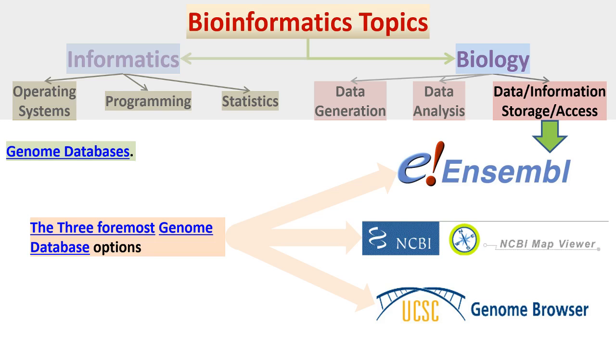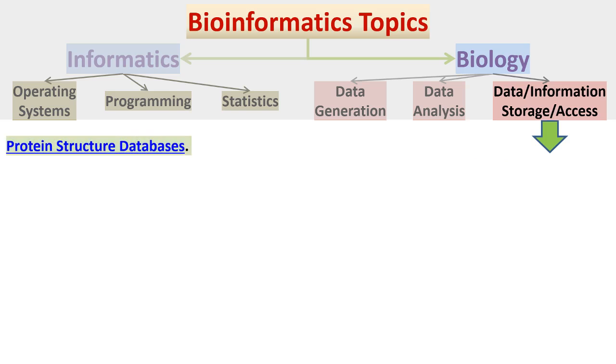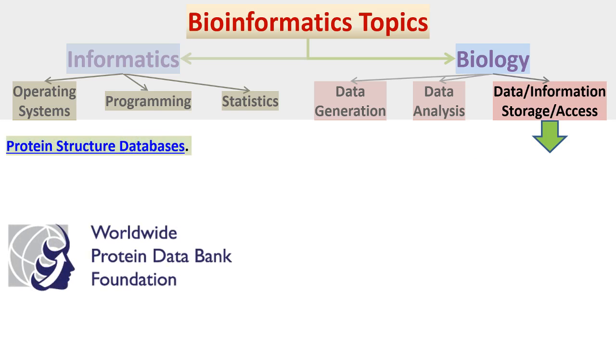Encouragingly, the differences in most important respects between Ensembl and MapViewer interpretations of the human genome grow fewer with each reassembly. The software for both Ensembl and the UCSC Genome Browser can be downloaded and used to provide a front end to personal datasets. The primary database for protein structures is the Protein Data Bank, PDB.